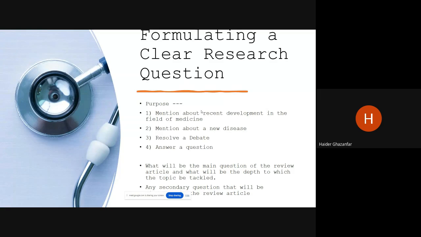Before you start writing a review article, just write in 1 or 2 lines what the main question of the review article will be. And if you were the reader, or if you are looking for review articles, what would you look for in that review article? Each review article will also have secondary questions, which I will go over in the next few slides.